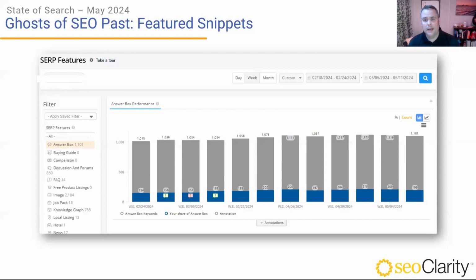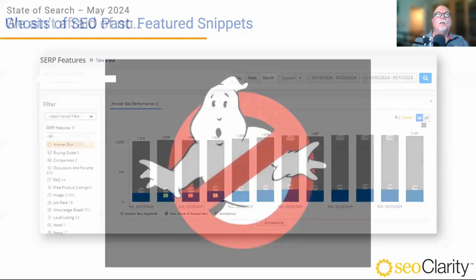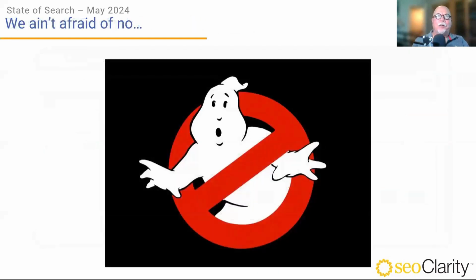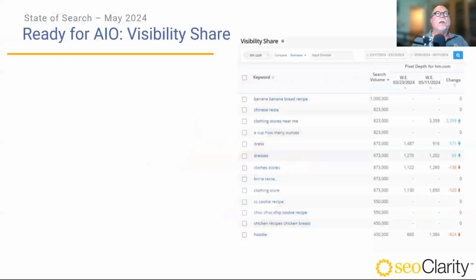So a lot of cool ways to be able to look at it. Answer box, images, the new discussion in forums, which is part of that Reddit Google partnership. So many different ways on how you can understand how these features are impacting or rewarding you in the result pages. Right. So we're telling all these stories from the past just to say we ain't afraid of no ghosts at seoClarity. And we're not afraid of the AI overview ghosts either. So we are ready for it.